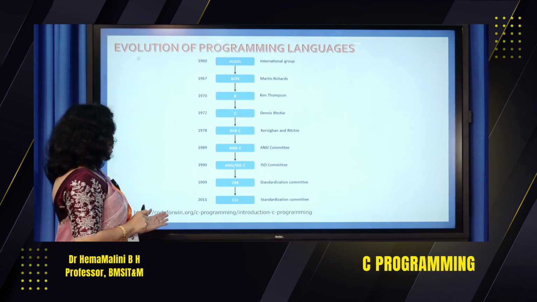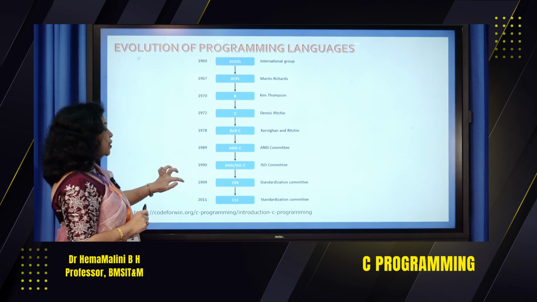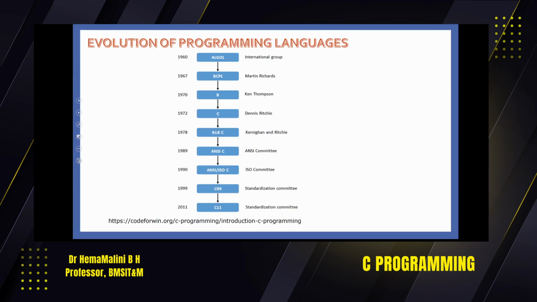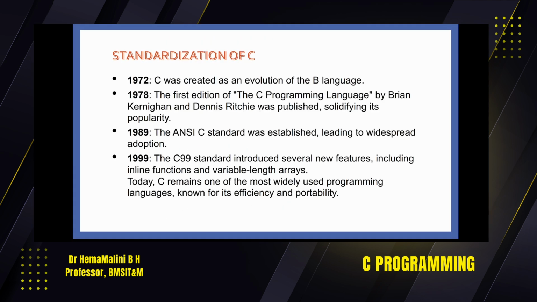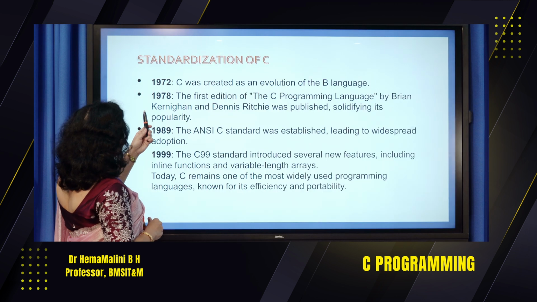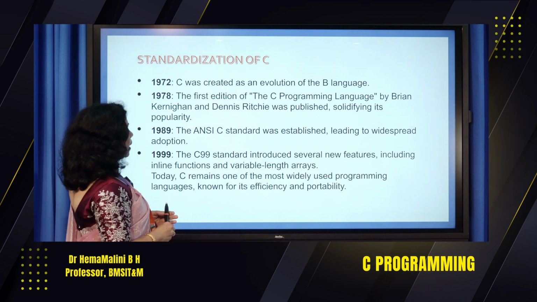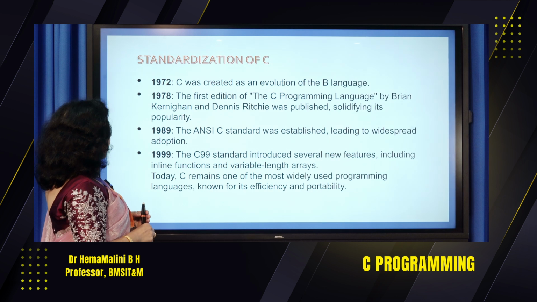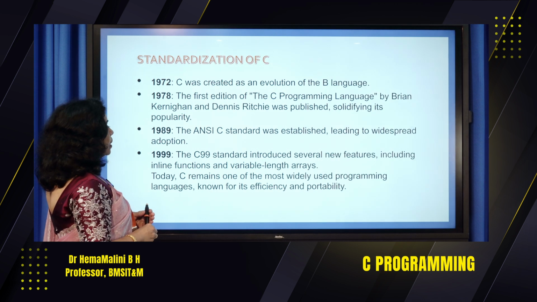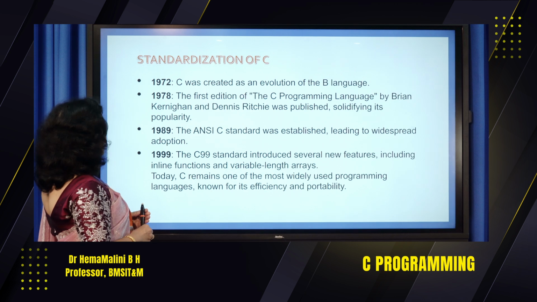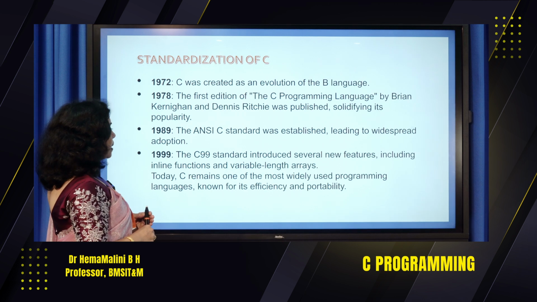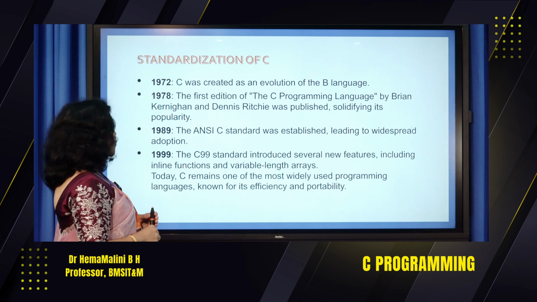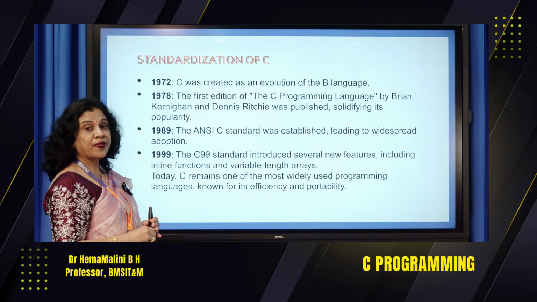So, this is from code4win.org. The source is taken from code4win. Now, standardization of C. As we saw in the diagram, in 1972, C was created as an evolution of the B language. In 1978, the first edition of the C programming language by Brian Kernighan and Dennis Ritchie was published, solidifying its popularity. So, C became popular in 1978.